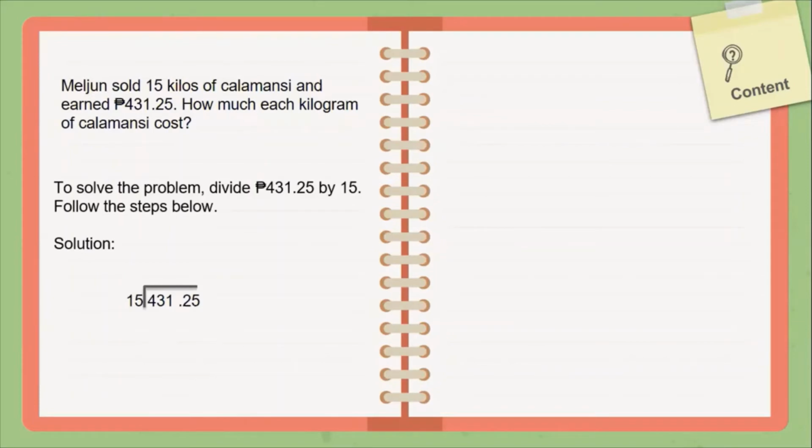So let's start with aligning our decimal point at the top. After this, let us continue now dividing. 43 divided by 15, we have here 2. 2 times 15, we have 30. The next step is that we need to subtract: 43 minus 30. The answer here is 13.